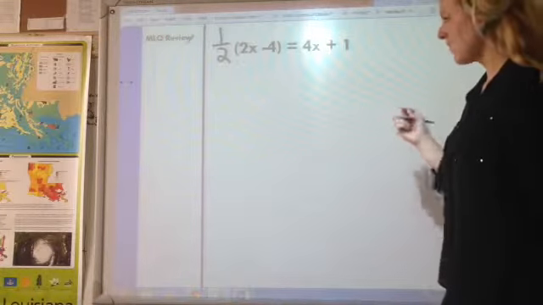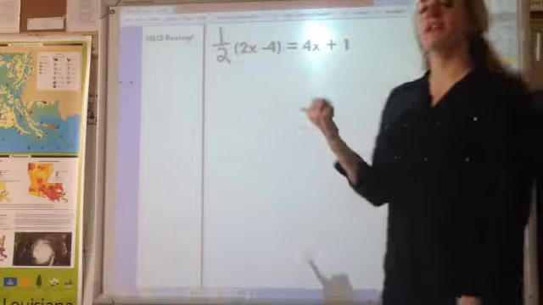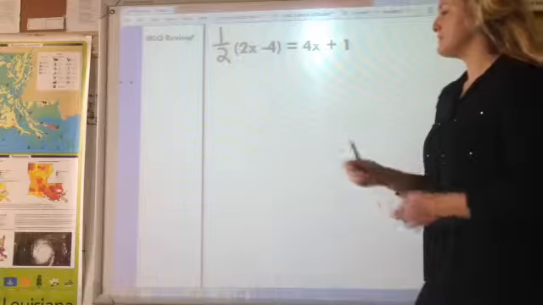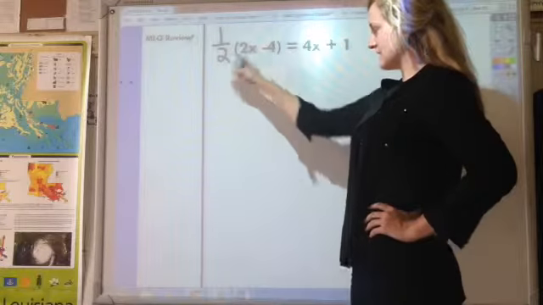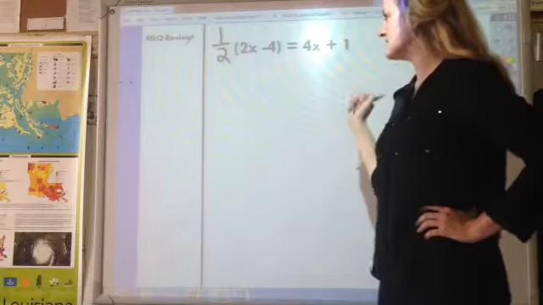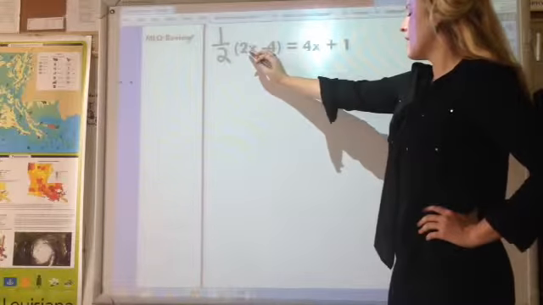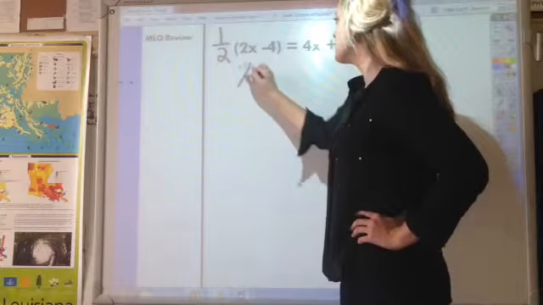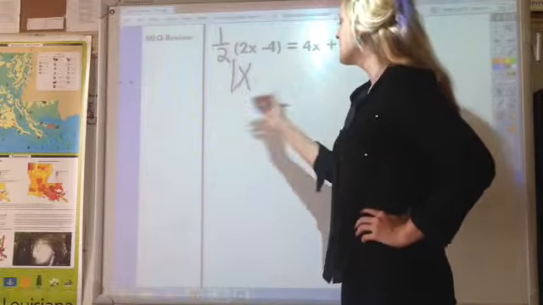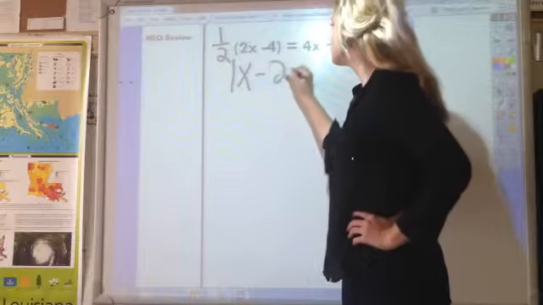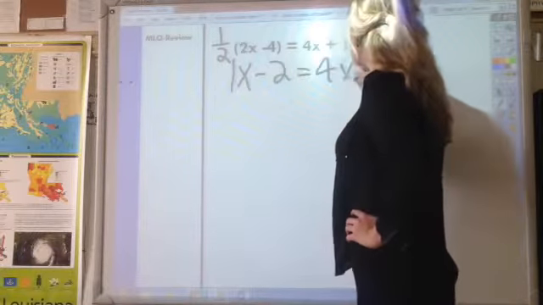1. When I'm solving equations, the first thing I look for is, do I have to distribute? Here, I know that I have to. Whenever I distribute through a fraction, that's the same thing as dividing the denominator by everything inside the parentheses. So if I multiply 1/2 times 2x, that's just going to leave me with x, which is the same as 1x. And if I multiply 1/2 times -4, that's going to leave me with -2 equals 4x plus 1.